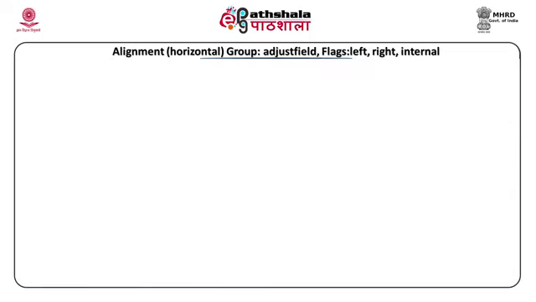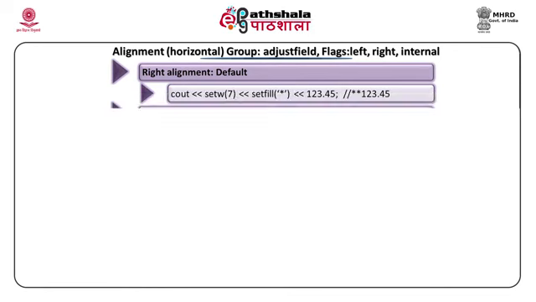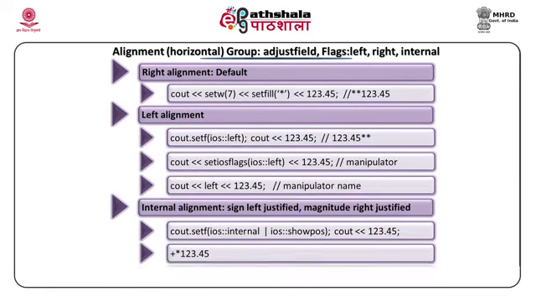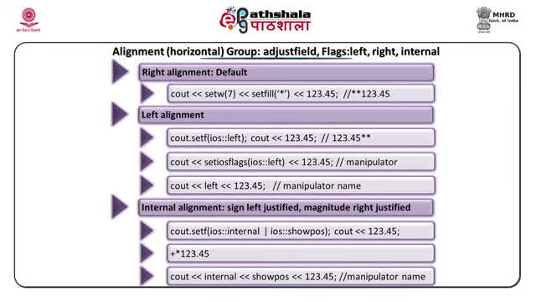Now, let us see the alignment. Horizontal alignment we are talking about. The group name is adjustfield, and the three flags, as we have talked, are left, right and internal. Right is the default value. By default all the items are right justified. We can specify the left alignment also. We can use the manipulator name left instead of saying setiosflags ios::left, as seen in the example.